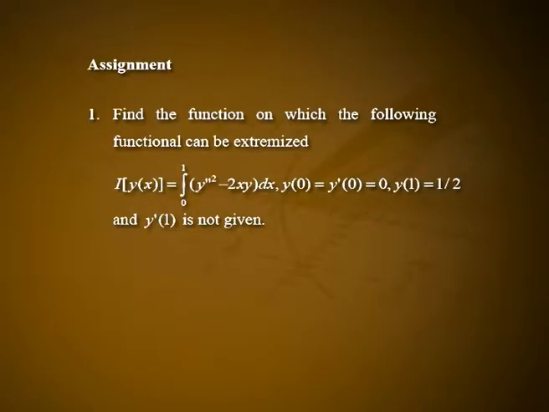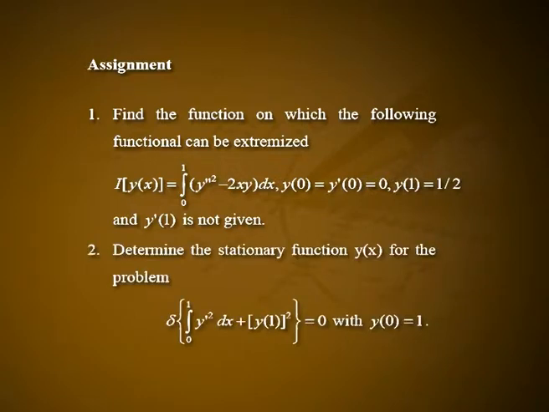Now you may try to answer the questions given here. First one, find the function on which the following functional can be extremized. I of y of x is equal to integral from 0 to 1 of y double dash square minus 2xy dx, where y of 0 is equal to y dash of 0 is equal to 0, y of 1 is equal to 1 by 2 and y dash of 1 is not given.